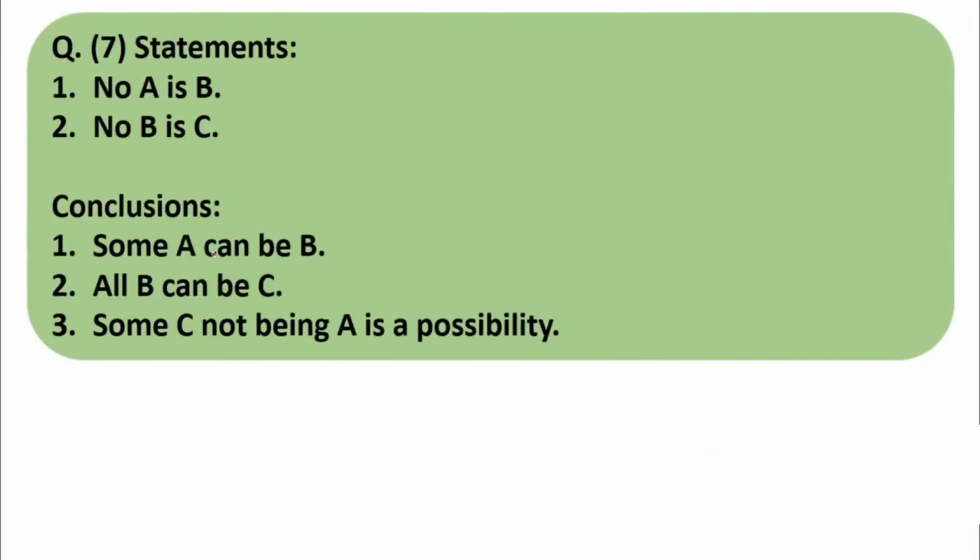Now again in the conclusions we can find the words can be, possibility. So we have to use the Venn diagrams. Let's start. Statement is no A is B. A, B. No A is B. No B is C. Again, no B is C. Conclusion, some A can be B. A and B relation is asked. It is given in statement number 1. No A is B. That means A and B are absolutely not connected. So how can we say that some A can be B? Wrong conclusion.